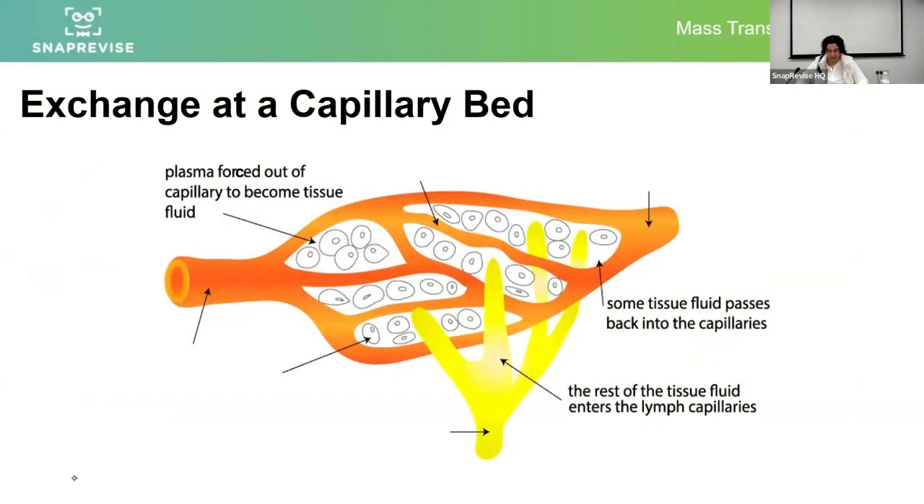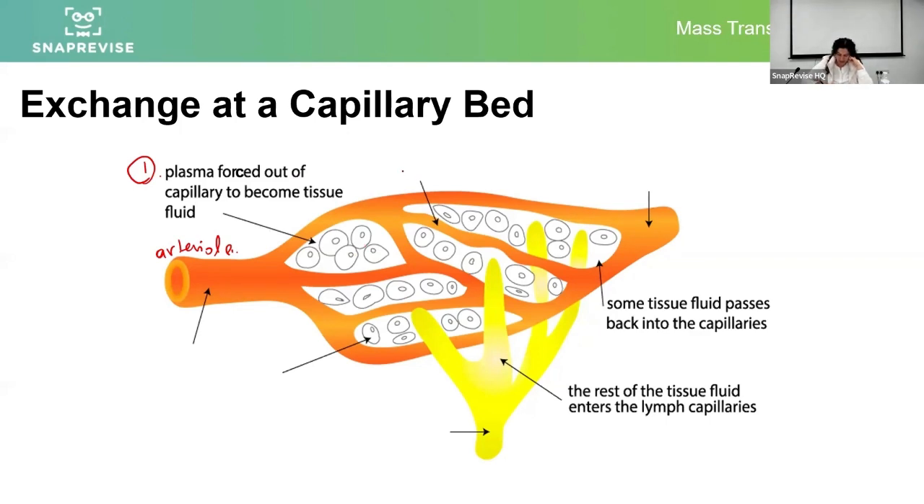What is actually happening at the capillary bed? So first of all, we said we've got the formation of tissue fluid with the mechanisms that we described that depend on the hydrostatic and oncotic pressure. How does exchange of substances take place? So first of all, what we have here is the arterial end, where, of course, the first event is that plasma is forced out of the capillary and becomes the tissue fluid.